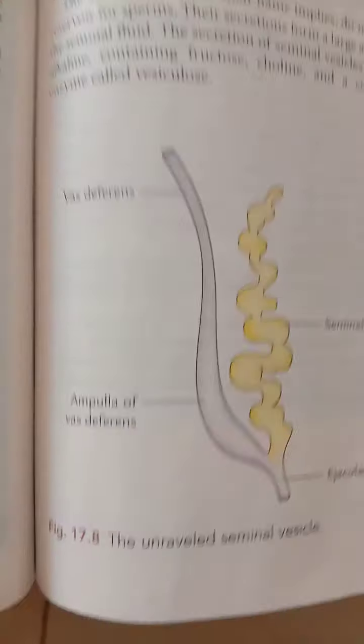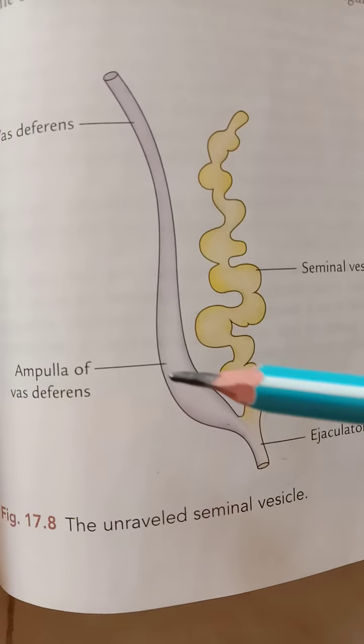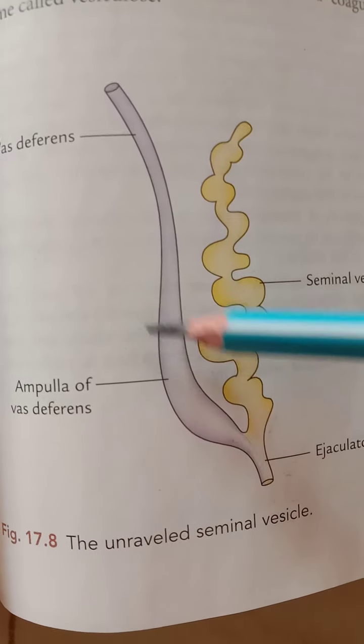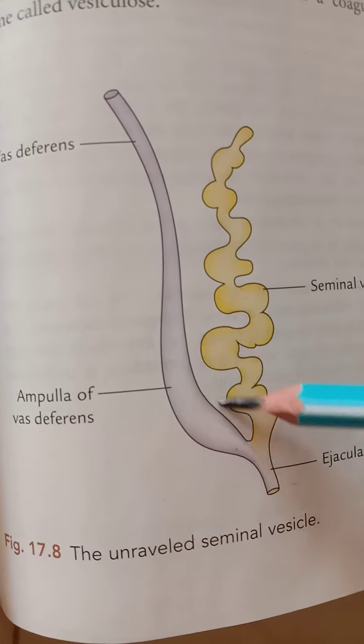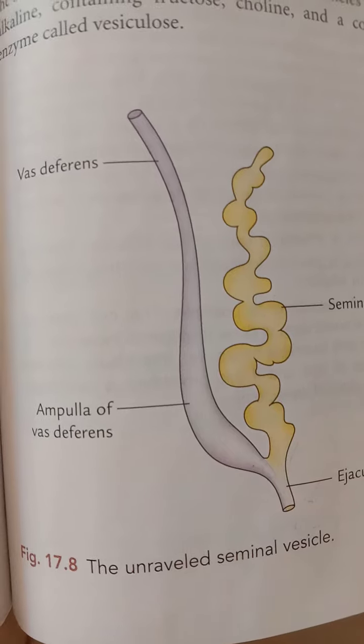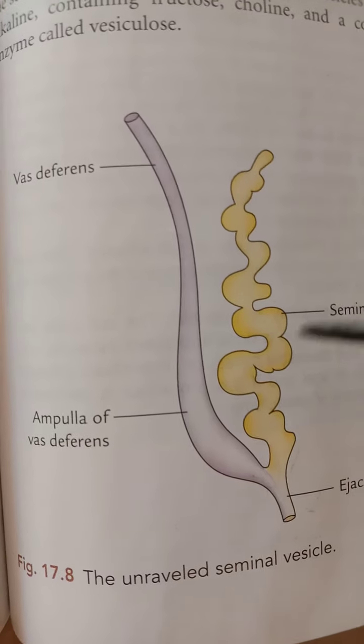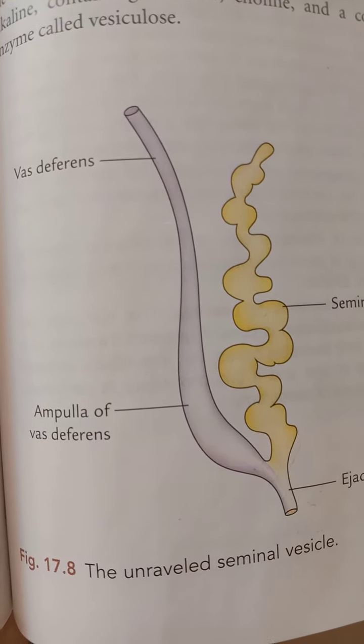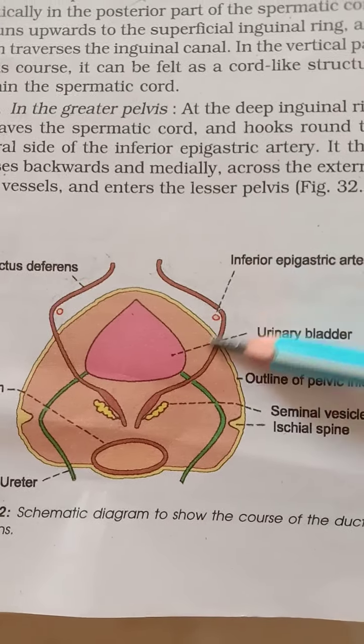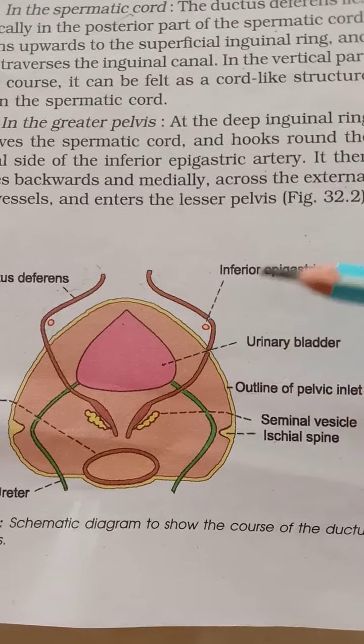Or in another diagram here you can see this inflamed part, it is called the ampulla of the vasa deferens. Then let's see the course and the relations. Then let's see the external course of the vas deferens.